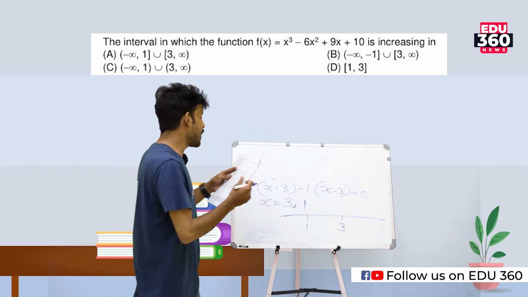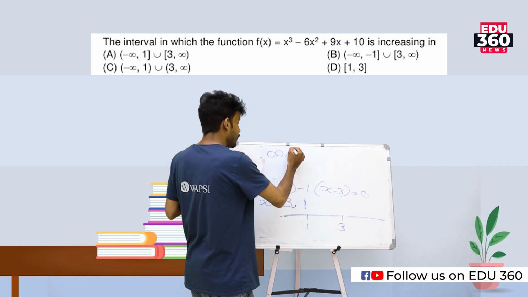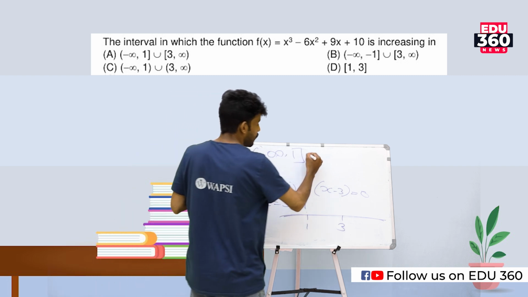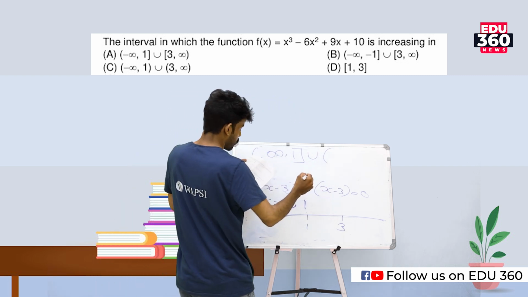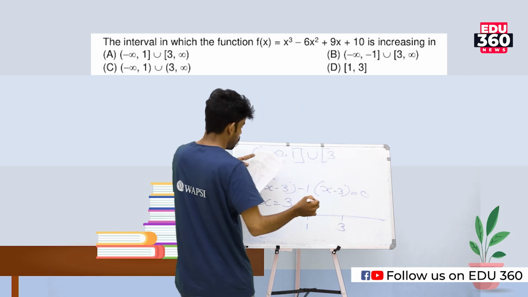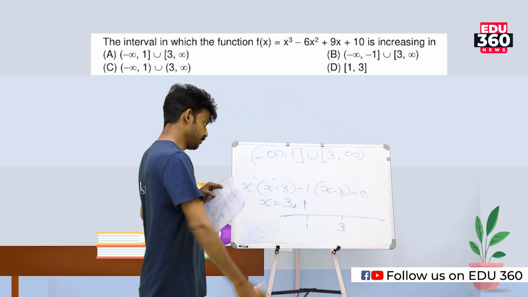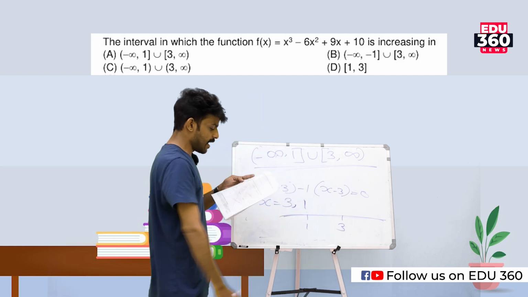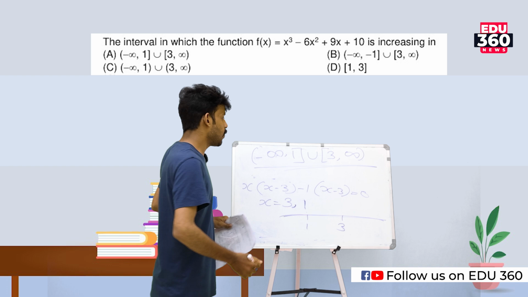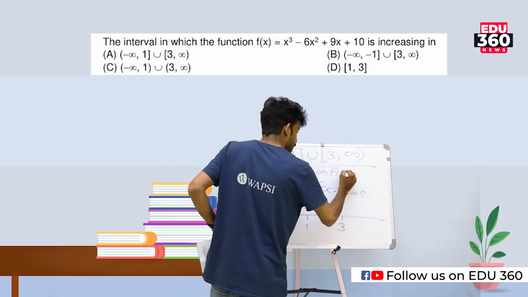So hereafter, the final answer is minus infinity to closed interval 1. This is an open interval and closed interval 3, open interval. Okay, so this is the final answer. So that means for this question, option A is the correct answer here. So option A is correct. Option A is the correct one.